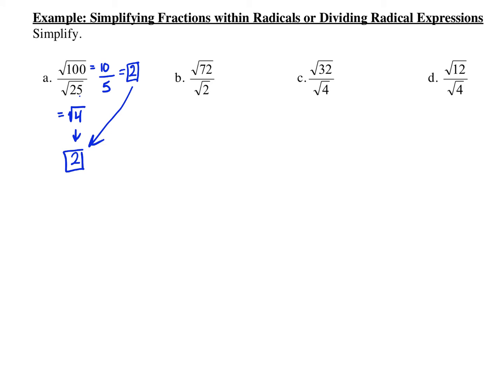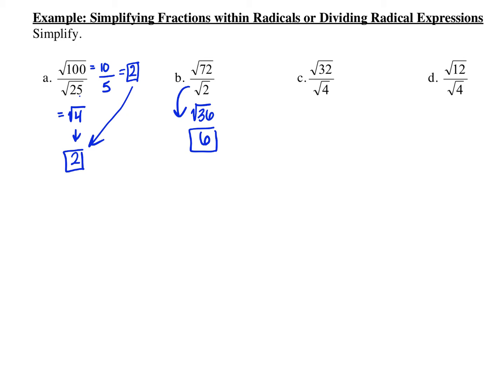For the next one, it might be a little bit easier to divide the radicals first. So if you do root 72 divided by root 2, that's going to give us the square root of 36, which is just 6. So 6 is our answer. If we did it the other way, you would have to simplify the root 72 first, and it's not a perfect square like the previous one was.